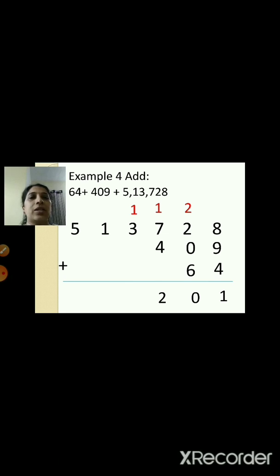So 3 plus 1 is 4. And in the 10,000s place it is 1 only, and in the lakhs place it is 5. So your answer will be 5 only in the lakhs place. So your final answer will be 5,14,201. So you can do it in any of the methods which is suitable for you or which is easy for you. So let's move to problem set 8.